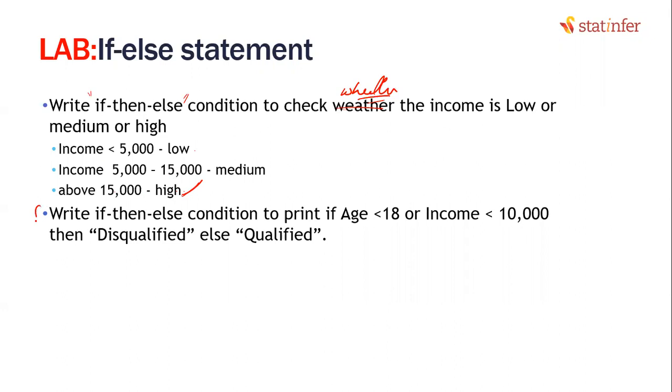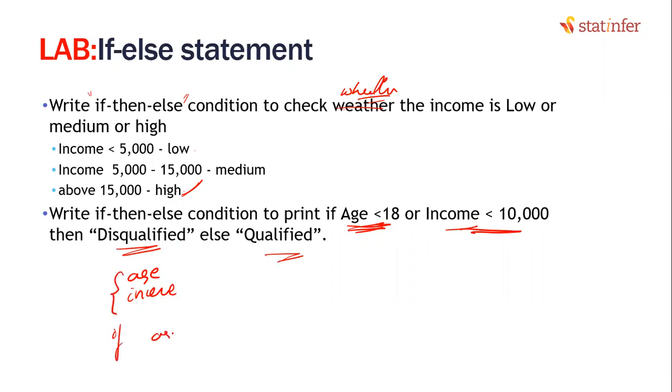The same thing, an if then else condition to print if age is less than 18 or income. Here you're giving two conditions. This is slightly complex. You're checking whether age is less than 18 and income is less than 10,000, then disqualified, else qualified. So you're going to define age here, define income here, and write the condition on both of them.